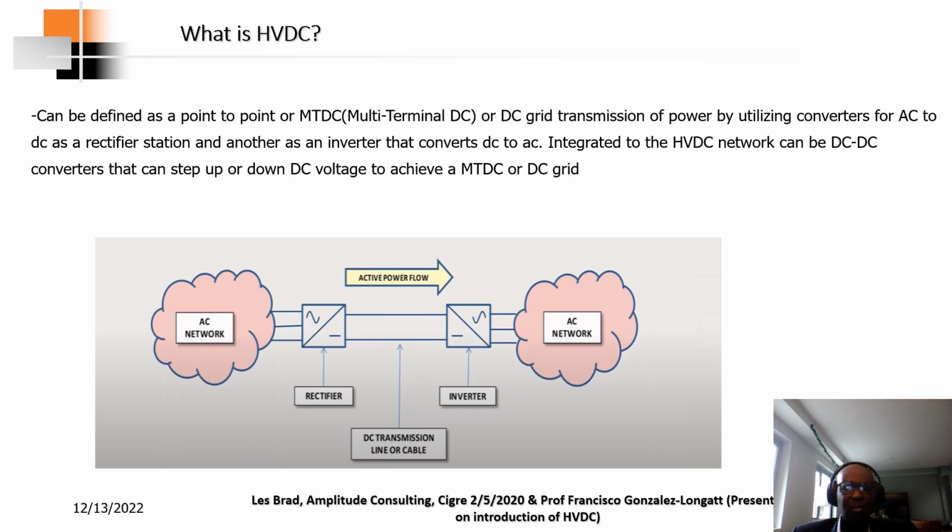Within the HVDC, as you know, the goal is to achieve a multi-terminal DC grid and also a DC grid in the future, and a super DC grid in the future. We can utilize a DC to DC converter that can step up or down the DC voltage, and that helps us to achieve a multi-terminal DC or a DC grid. And there's still ongoing research on DC to DC grid, and hopefully it will come into realization and commercialization very soon.